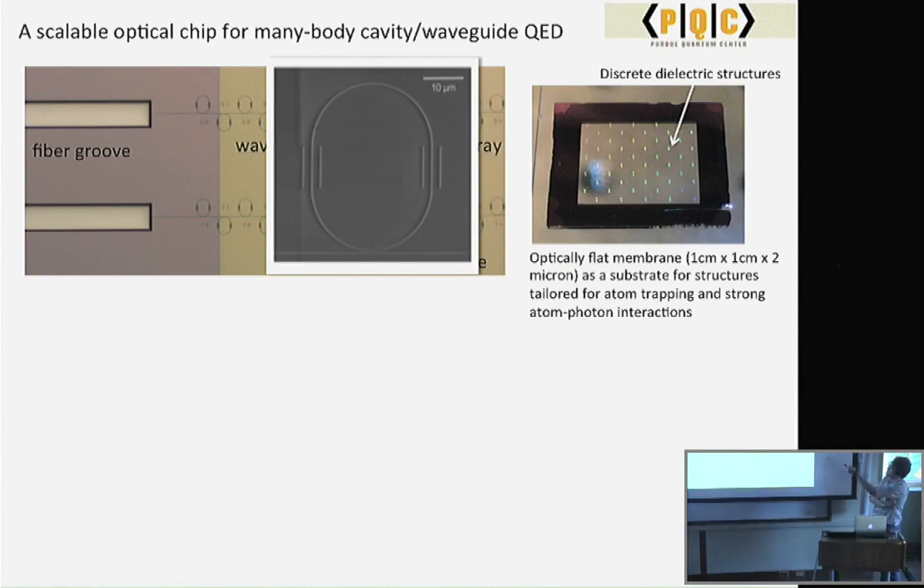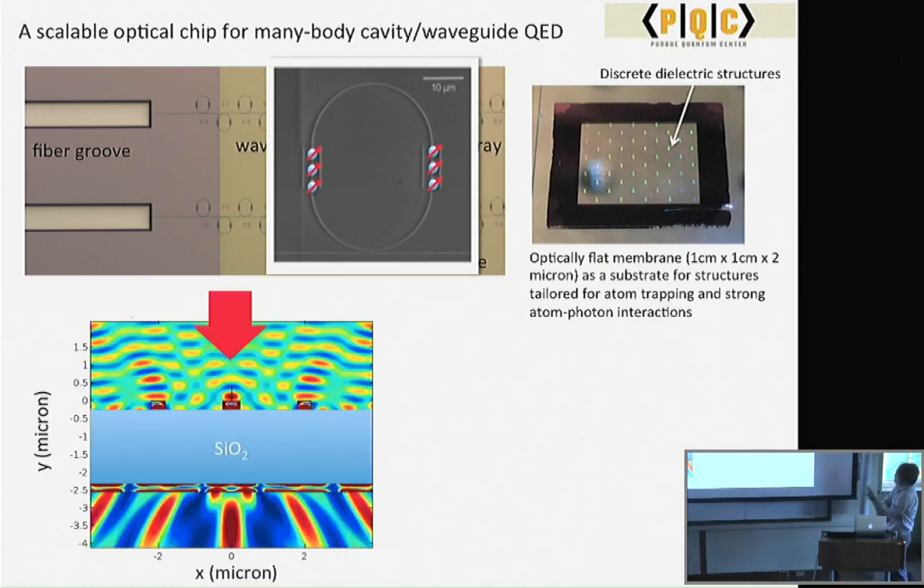For example, in this case, we have two lines of side scatterers near this racetrack resonator. We have tuned the thickness of the waveguide as well as the distance of these side structures, such that if we shine laser light from the top of the membrane, we can create a very strong and tight trap right above the waveguide. How close is it? It can be closer than 100 nanometers.